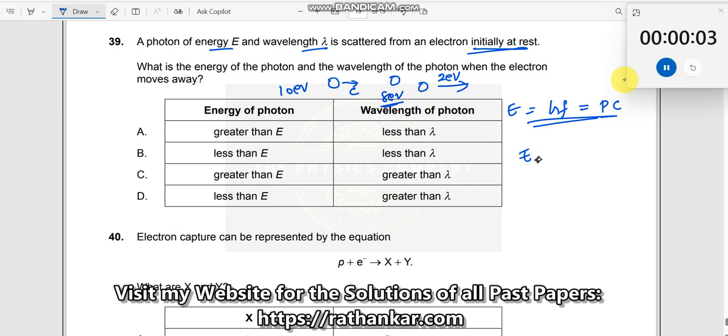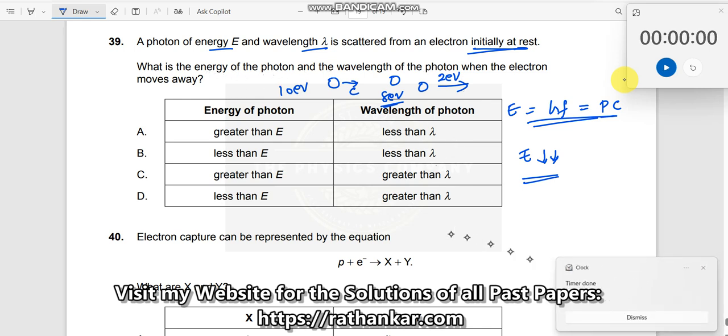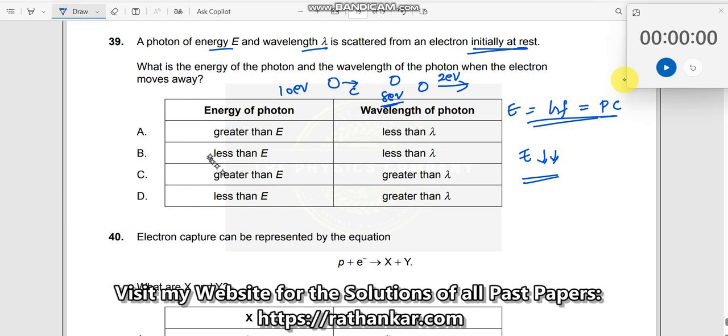So the energy of the photon reduces, right? What is the energy of the photon? It is lesser than E. So this and this are right, and these two are incorrect. Then what happens to the wavelength of the photon?